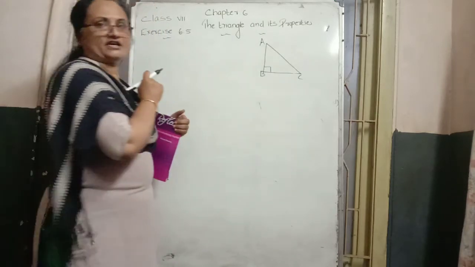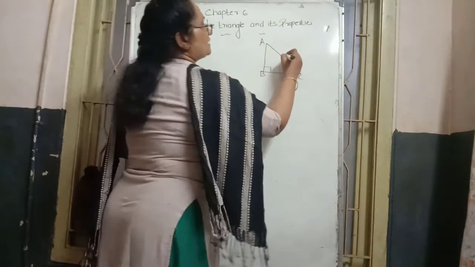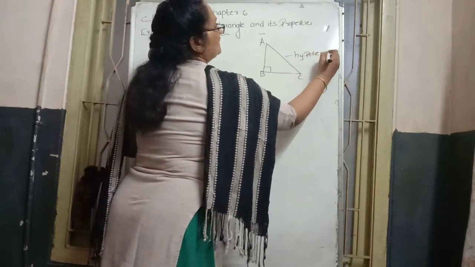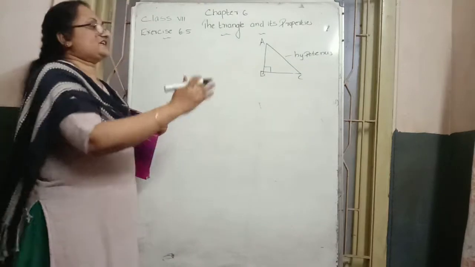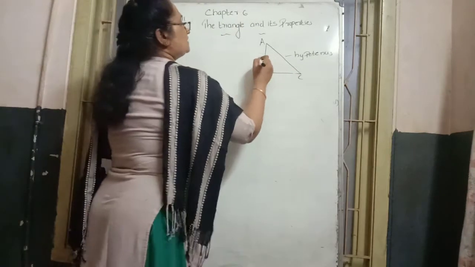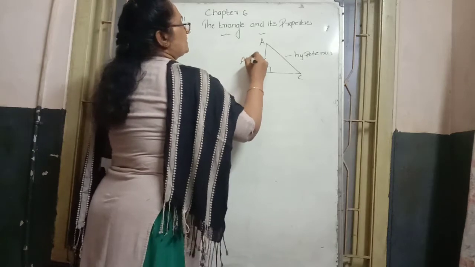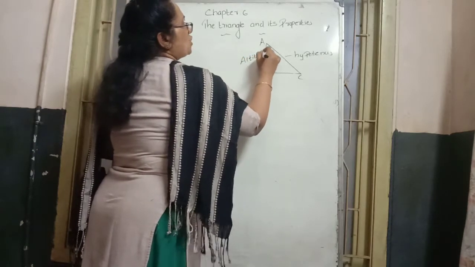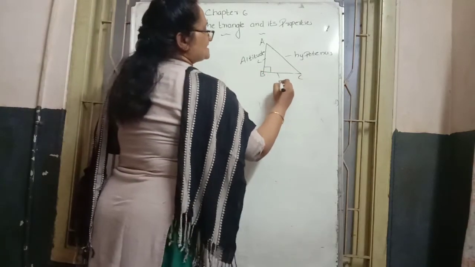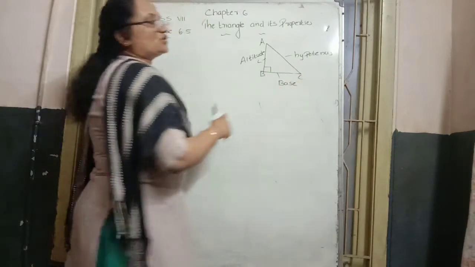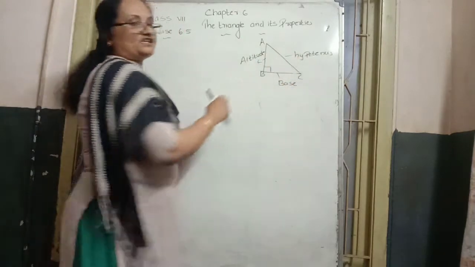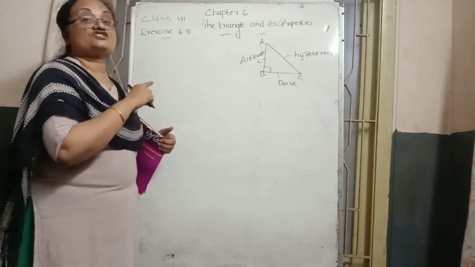We give a special name for that opposite side. What name? Hypotenuse. Then next, the straight line, that is the height. We give height another special name: altitude. And the downside we call the base. This is our base.